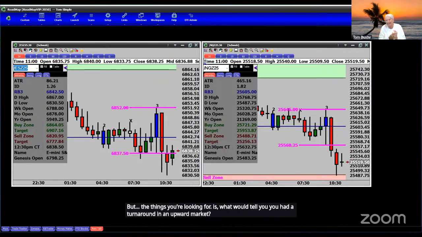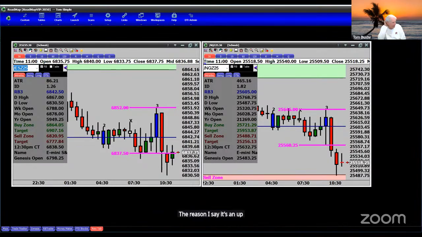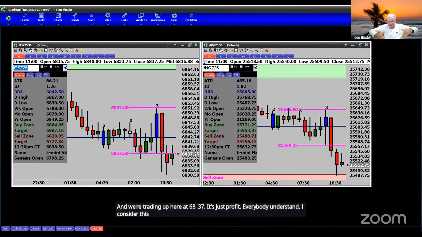The reason I say it's an upward market is because if you go back and look at where we opened the week, that was, I think, 67.78, something like that, if I remember. And we're trading up here at 68.37. It's just profit taking. Does everybody understand? I consider this profit taking.